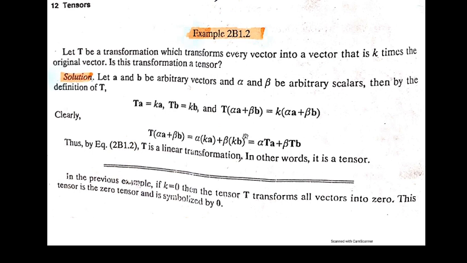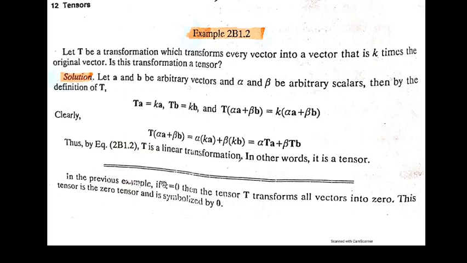We started from the left hand side and we have got the right hand side. Both are equal. So this transformation is a linear transformation. If it is a linear transformation, then by definition it is a tensor, a second order tensor. So in the first example we have seen that the transformation is not a tensor. In the second example we have seen that the transformation is a tensor.